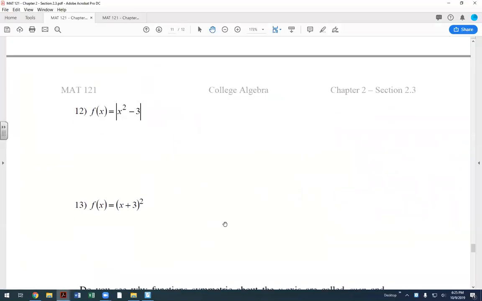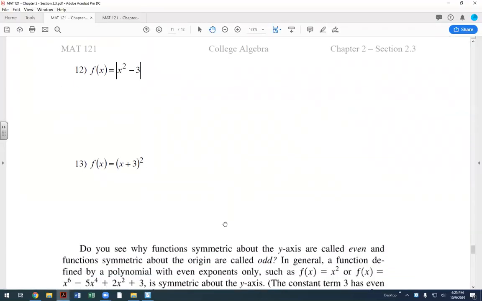Once you find that it's an even one, you don't have to check that it's odd, because it's got to be one or the other. It couldn't be both. Right. Very good. Any other questions on that?